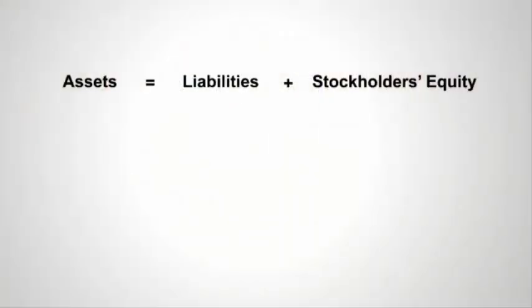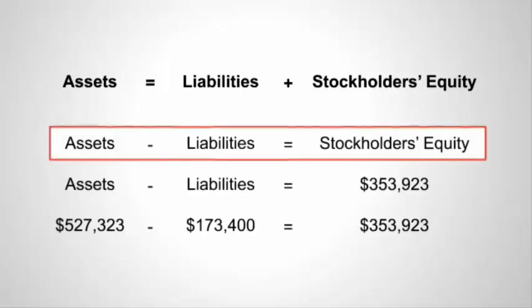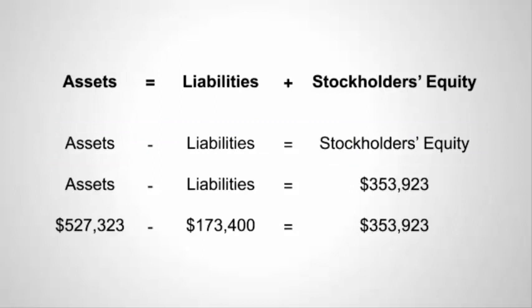So let's go up here to our accounting equation. The accounting equation says assets equals liabilities plus stockholders' equity. The stockholder equity amount is total assets minus total liabilities. Right? So stockholders' equity is defined as total assets minus total liabilities equals stockholders' equity. So we just do a little algebra, and you'll see that's true.